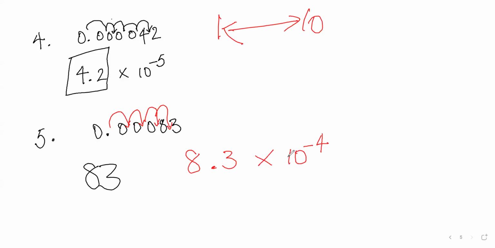We already did number 4, sir. In number 4, I moved 1, 2, 3, 4, 5, so that's negative 5. For number 5, I move 1, 2, 3, 4. I have to get 8.3, not 83, Trinity.